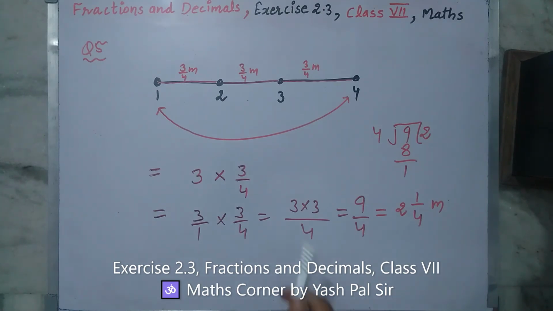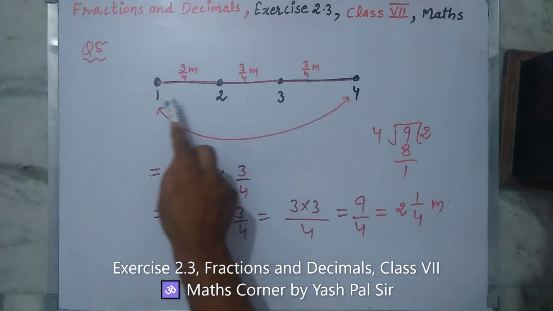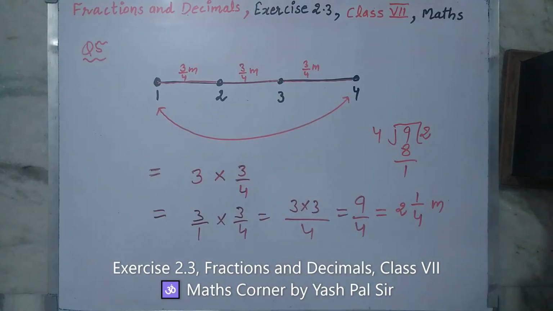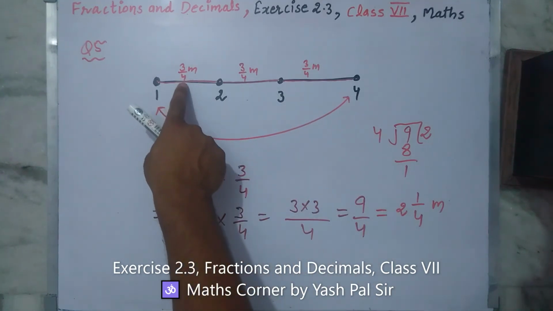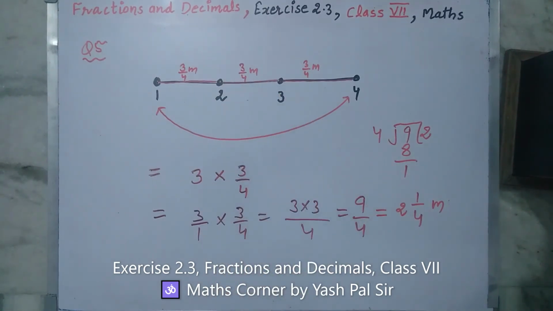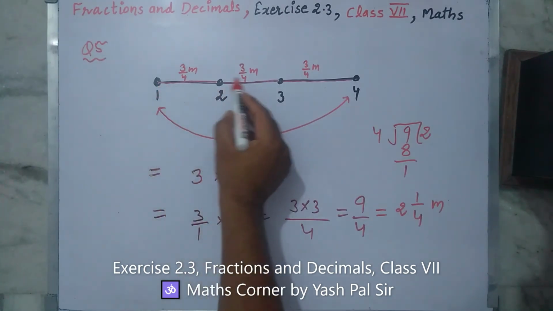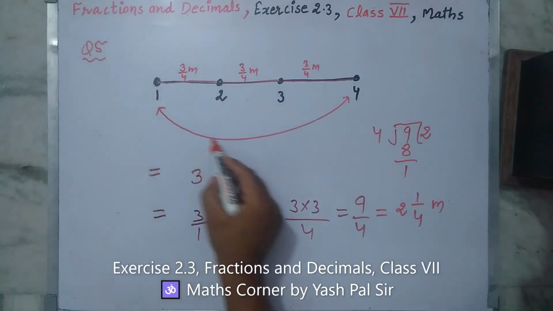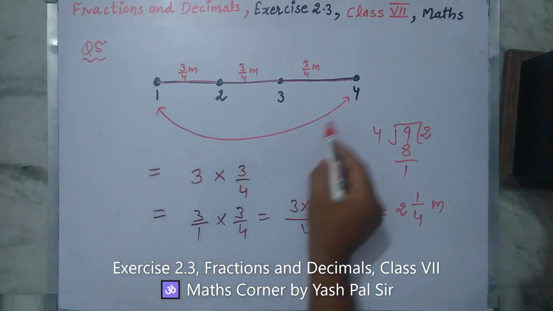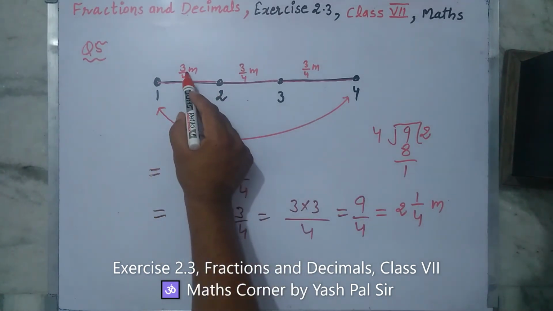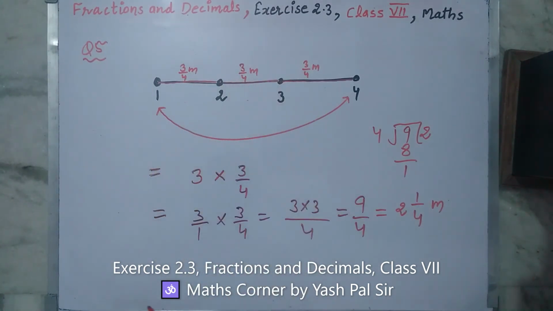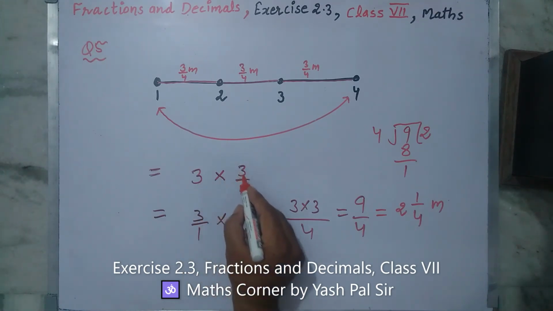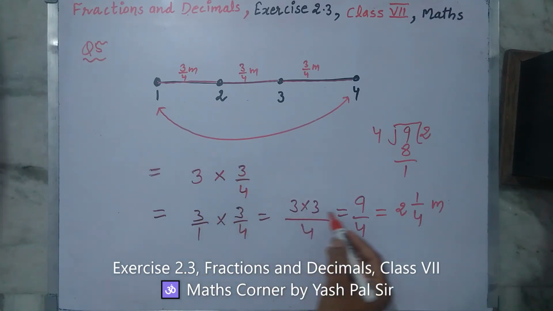I am repeating once again. There are 4 saplings in a row, and there is 3 by 4 meter distance between each 2 saplings. So 3 by 4 meter here, 3 by 4 meter here, 3 by 4 meter here. What is the question? What is the distance between first and fourth sapling? So 3 by 4 plus 3 by 4 plus 3 by 4, that means 3 into 3 by 4. Answer is 2 and 1 by 4.